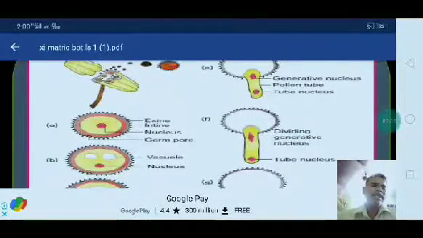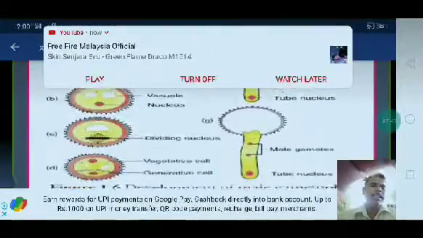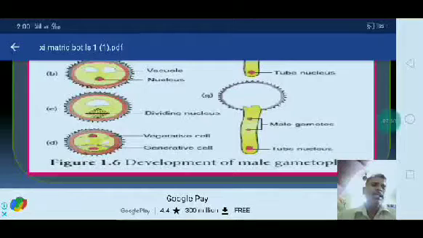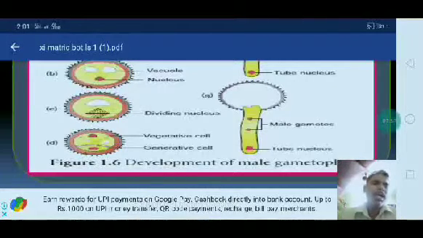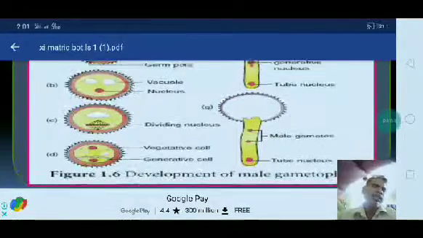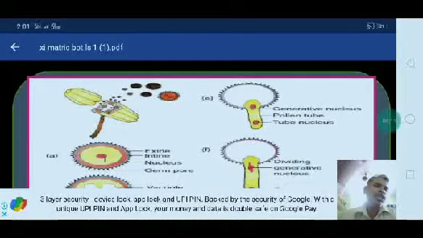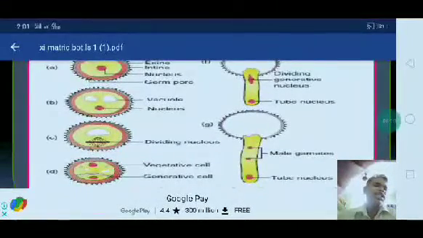There is the external and internal layer, the nucleus, the germ pore, then the nucleus and vacuole, then the dividing nucleus. The nucleus divides and produces a vegetative nucleus and a generative cell. The vegetative cell is large and irregular. The generative cell again divides into two cells, with the pollen tube nucleus also present.